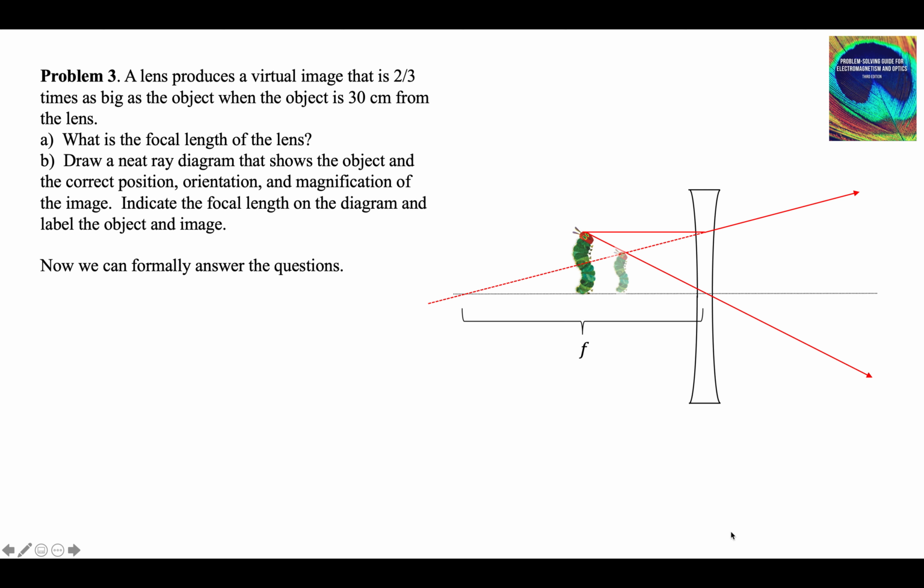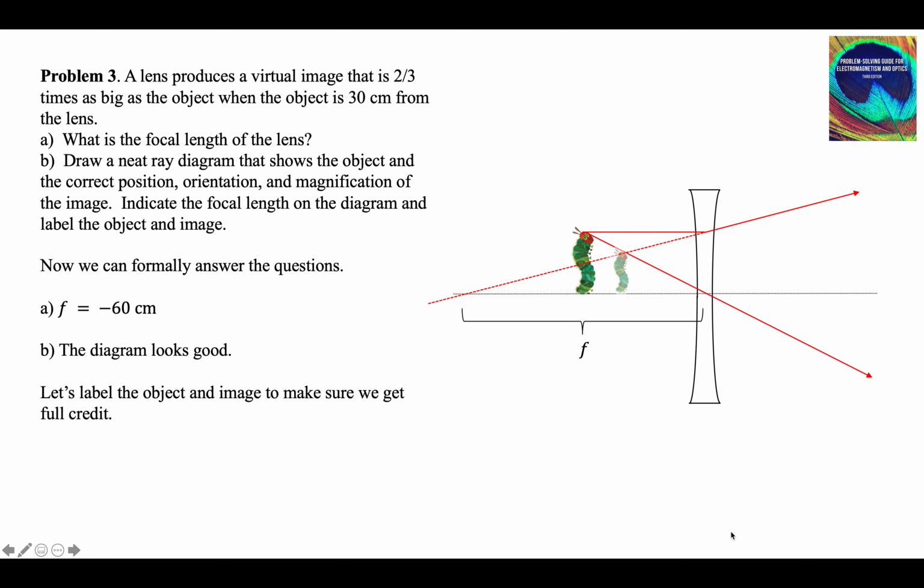So now we can answer the question. Part A, what is the focal length? The answer is minus 60 centimeters. Part B asks for a ray diagram. The diagram looks good. It's all consistent with the lens equation. Let's label the object and the image to make sure we get full credit. There's the object, and there's the image. And that's problem 3.